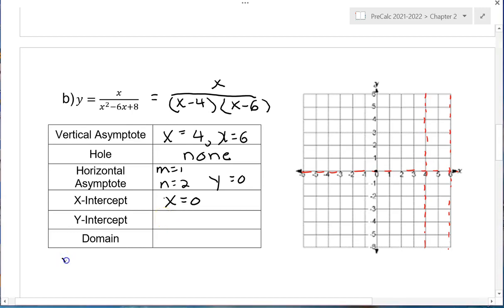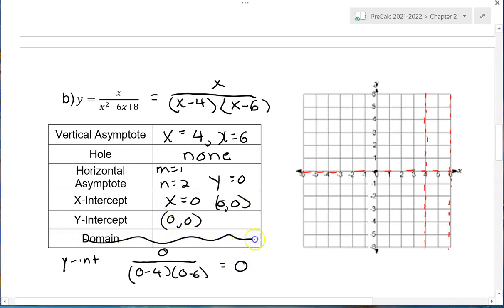And when I do, I want to do that down here. Plug in 0 for x. So 0 over 0 minus 4 times 0 minus 6. That just gives me a 0. So I have... and we're not going to worry about the domain.